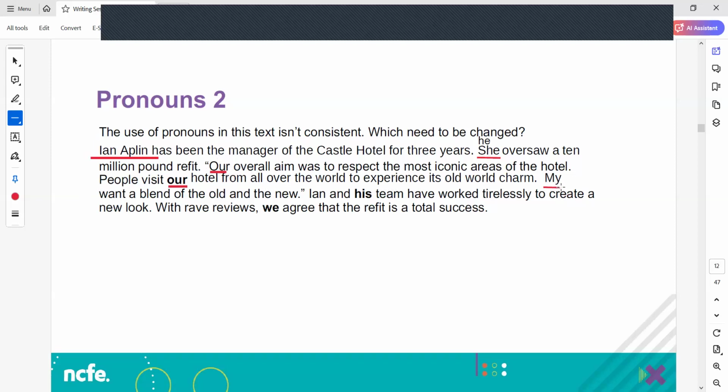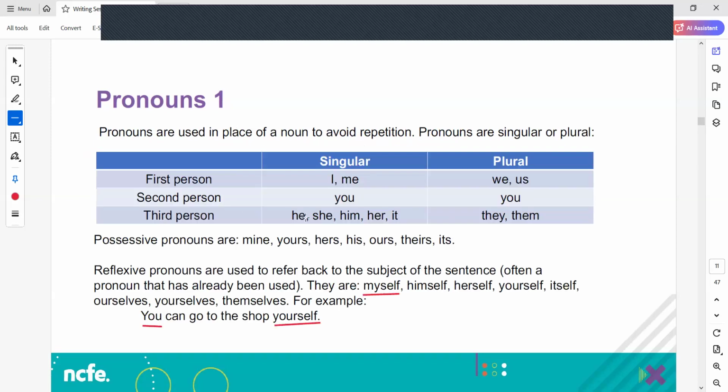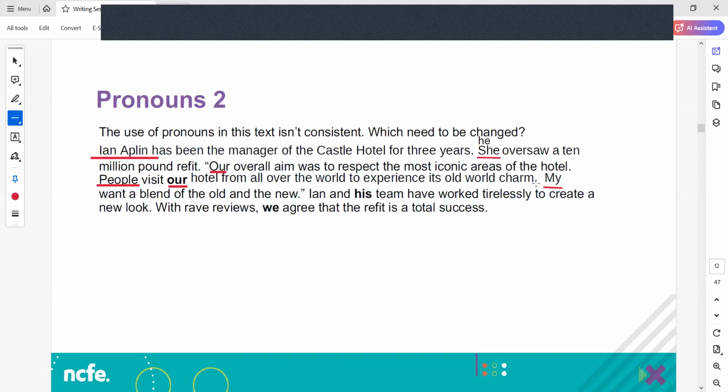Okay, people visit our hotel from all over the world to experience its old world charm. So we've got another pronoun here, my. My wants a blend of the old and the new. And he's talking about the people. We. So he's talking not about himself. He's talking about hotel visitors. Okay. So if we look back, they, good. They want a blend of the old and new. So this should be they. They want to blend the old and the new.